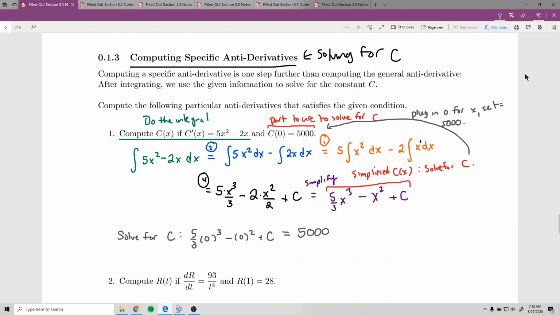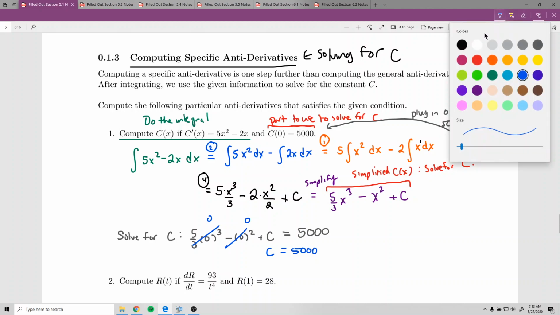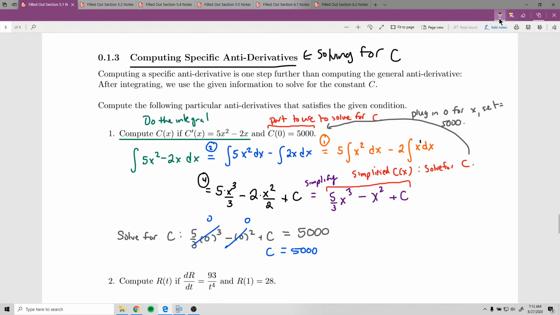What's nice about some of these, not all of them, but some of them, especially when you plug in zeros, a lot of things go away. And this is just 0, this is just 0. We have c equals 5,000. All right, but that is merely coincidental that this number here was c. It's not always going to be the case. But to finish up, you figured out c is 5,000, so we plug it in, and that's our answer.